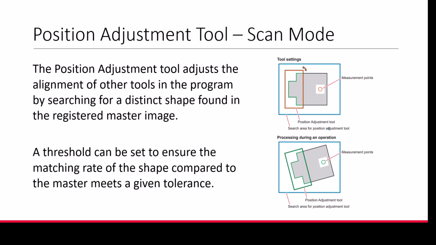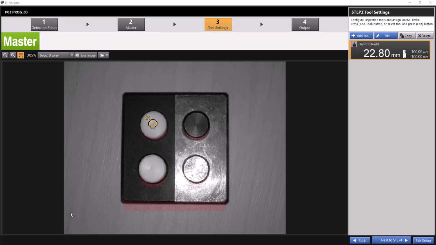This tool is best used in applications where the part's position under the sensor is not repeatable. Today we'll talk about how to use the position adjustment tool in scan mode. In scan mode, you'll first complete your detection setup and master registration. Then it's time to add our tools. In this example, I've already added a simple height tool. This is necessary as you cannot create a program with only a position adjustment tool. For more information on the height tool, please see the dedicated height tool video.